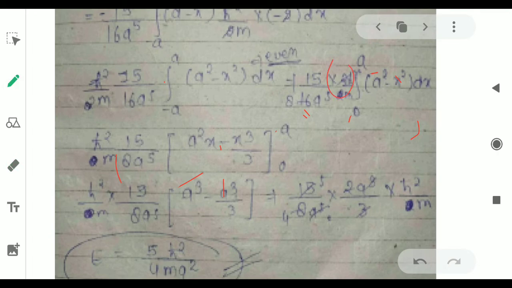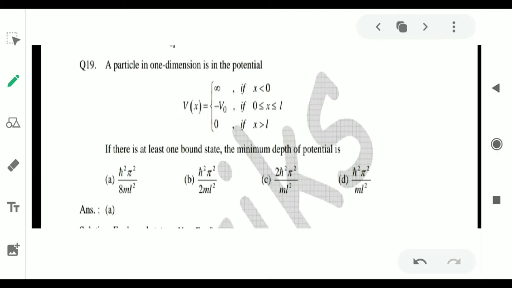Now we will solve the integration. This is a simple integration. A square is a constant, so the integration of a square is a square x, and the integration of x square is x cube upon 3. The limit is 0 to a. By putting in the limit, we will find the energy value. It is a simple calculation. For solving quantum mechanics questions, you need to do calculations and know the formulas of integration.